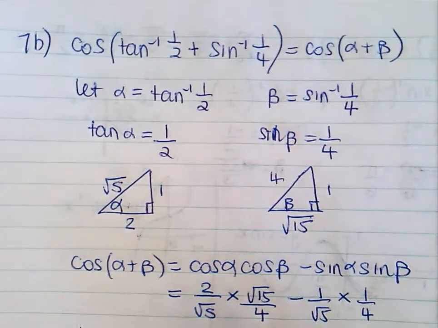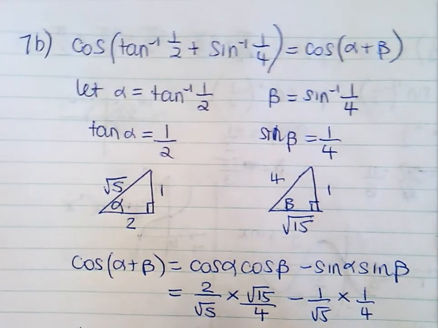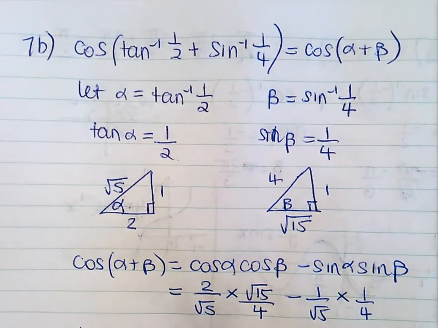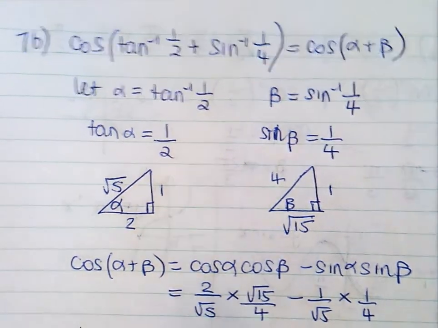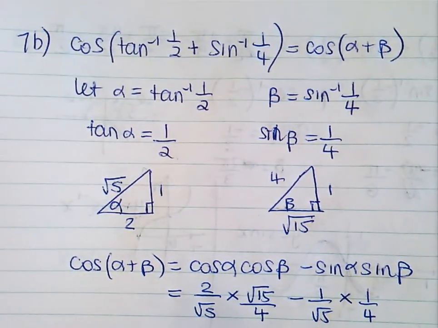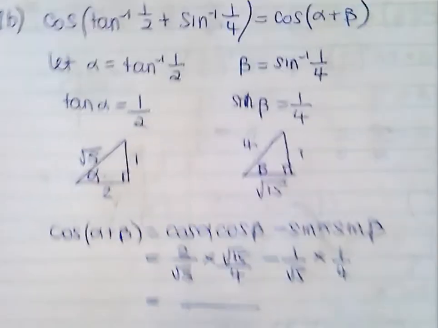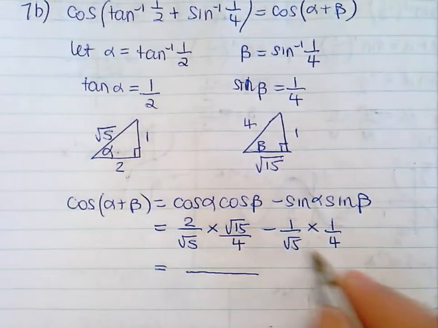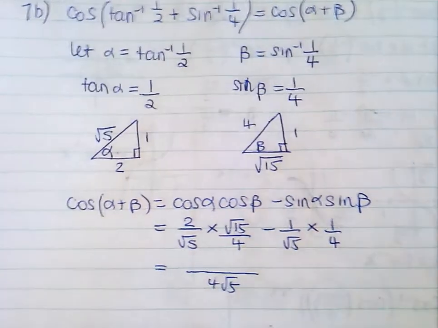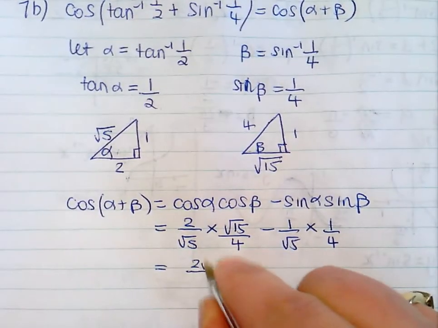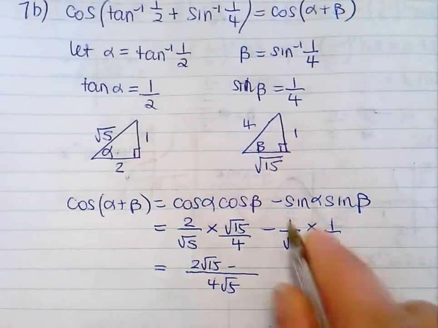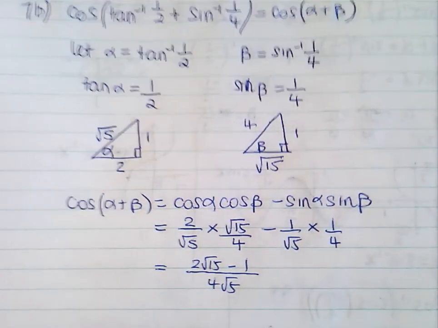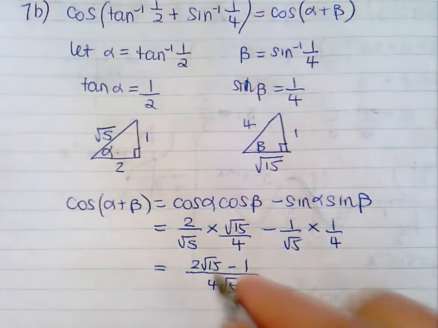Can you see? So girls, what's the common denominator? 4 root 5. Thank you. Common denominator, 4 root 5, it's 4 root 5. So what is my answer? 2 root 15 minus 1. That'll do. Oh, they might want it rationalised.